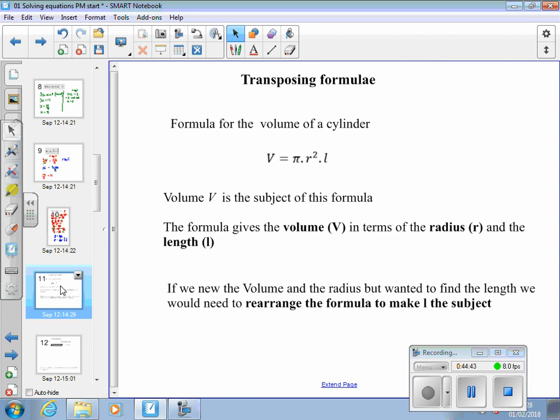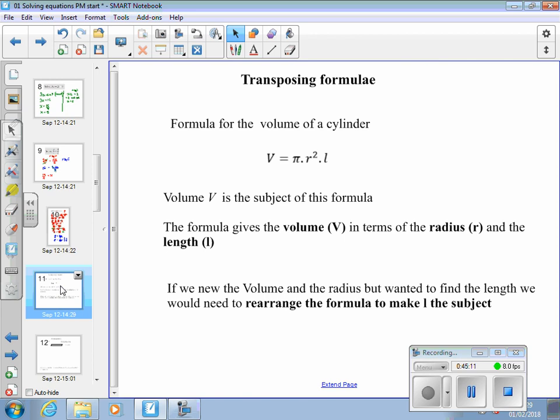Here and students at all levels transpose a formula. I don't like it, but really, it's no different to the simplifying and solving we've been doing. Formula for the volume of a cylinder: V equals pi r squared times L. Volume V is the subject of this formula. The formula will give you the volume V in terms of the radius r and the length L.